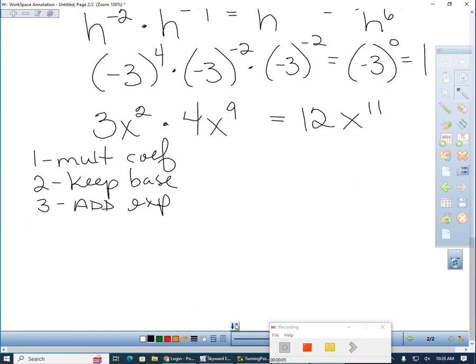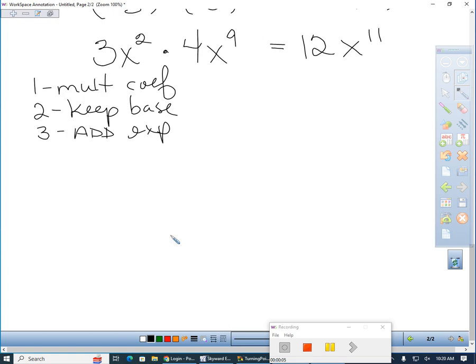Not too bad. So can I make it a little tougher? I can up it a little bit. Let's say I have 5 a to the 3rd b to the 7th times 6 a to the negative 2 b.